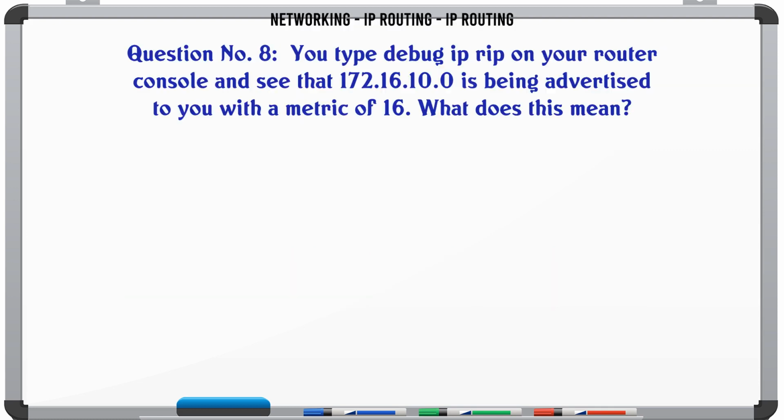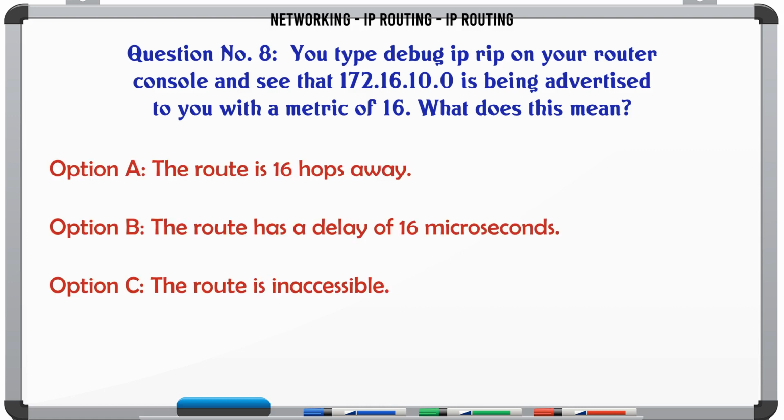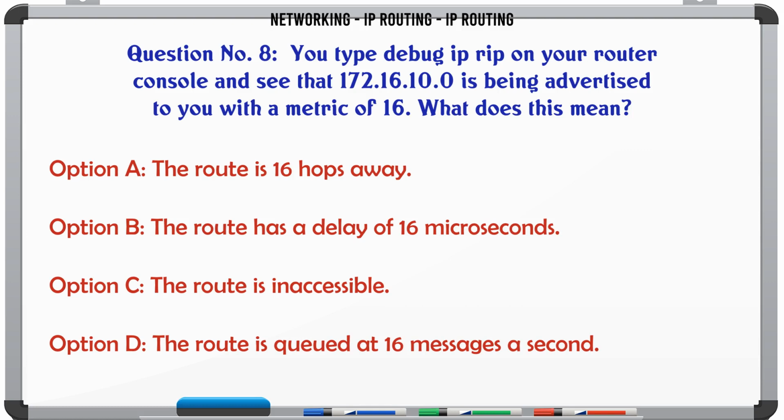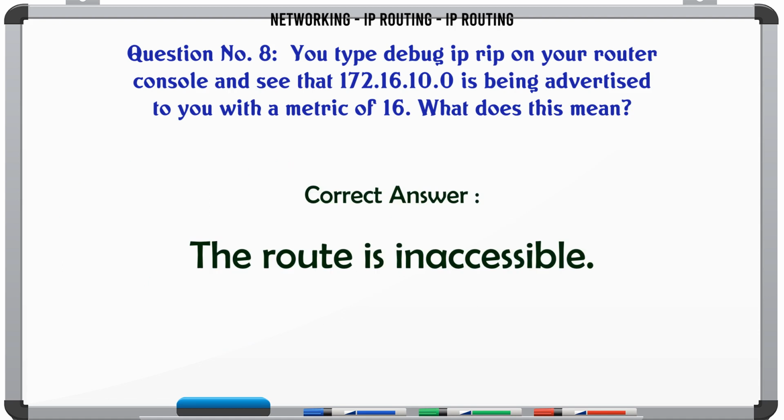You type debug IP RIP on your router console and see that 172.16.10.0 is being advertised to you with a metric of 16. What does this mean? A. The route is 16 hops away. B. The route has a delay of 16 microseconds. C. The route is inaccessible. D. The route is queued at 16 messages a second. The correct answer is the route is inaccessible.